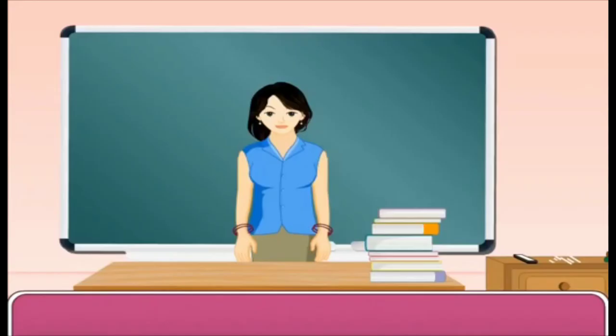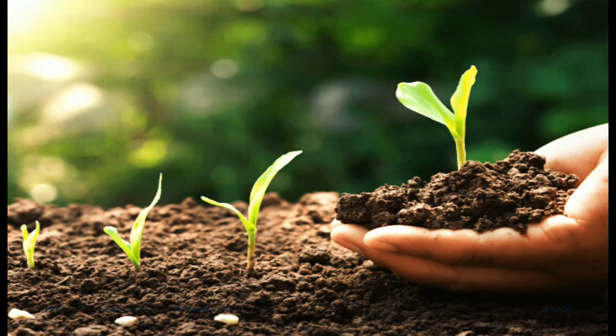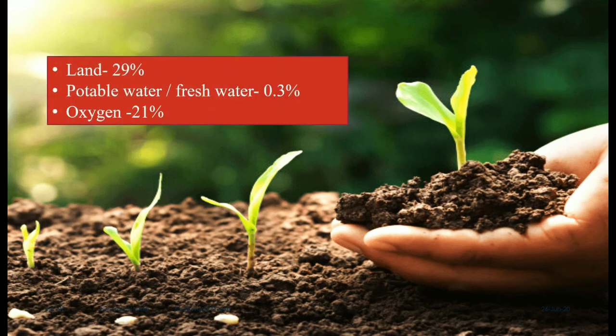Let's understand the concepts of whatever we have learned up till now with respect to air, water, and land. All the resources that we have are in a very limited amount, and they are required in a huge amount by us. Like land is available only 29% out of the total Earth surface. Water, which is used for drinking and fresh water, is only 0.3% out of the entire 71% of water which is available on our planet Earth. Oxygen is only 21%, which is required by all the living organisms.